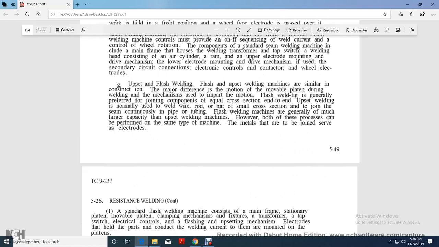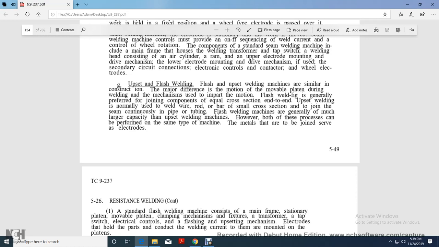Alright, upset and flash welding. Flash and upset welding are similar in construction. The main difference is the removal of the flash and plate during the welding mechanism in part motion. Flash welding generally prefers joint components of equal cross section end to end. Upset welding normally uses wire and bare small cross sections to join seamless continuity of pipe and tubing.